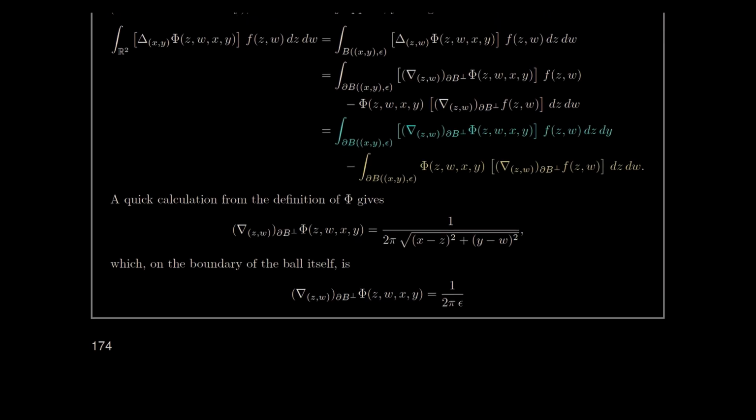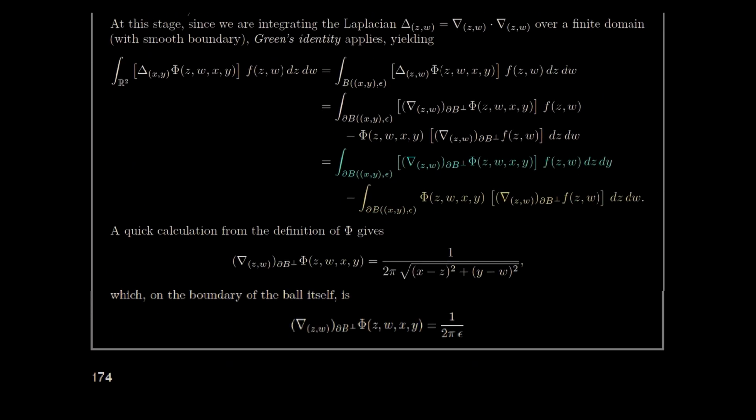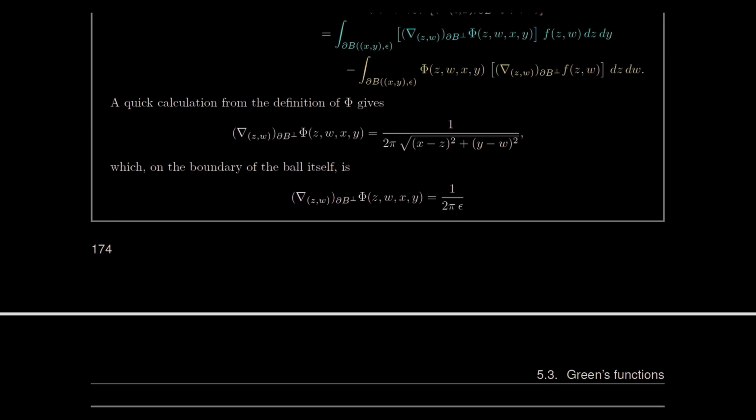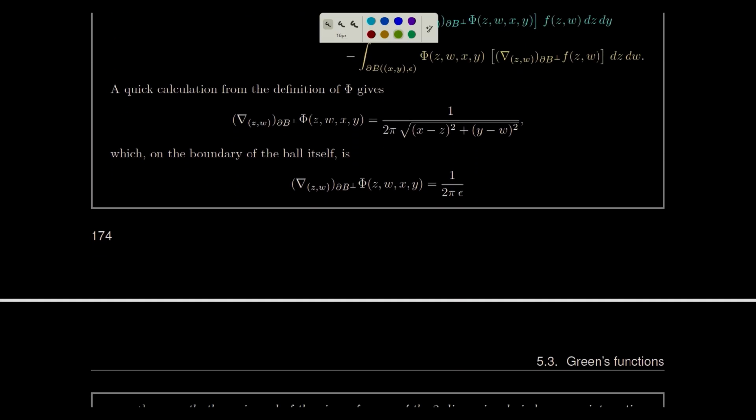So what we're going to do is we're going to compute this term, this outward unit normal derivative of phi. And when we do that, we get the following. We get 1 over 2 pi and then the square root. Makes a lot of sense, what you would expect if you took a derivative of that function with a log and a square root. And if you restrict this to the boundary of the ball itself, this magnitude just becomes the size of the ball, the radius of the ball, so it just becomes epsilon, which is super useful.